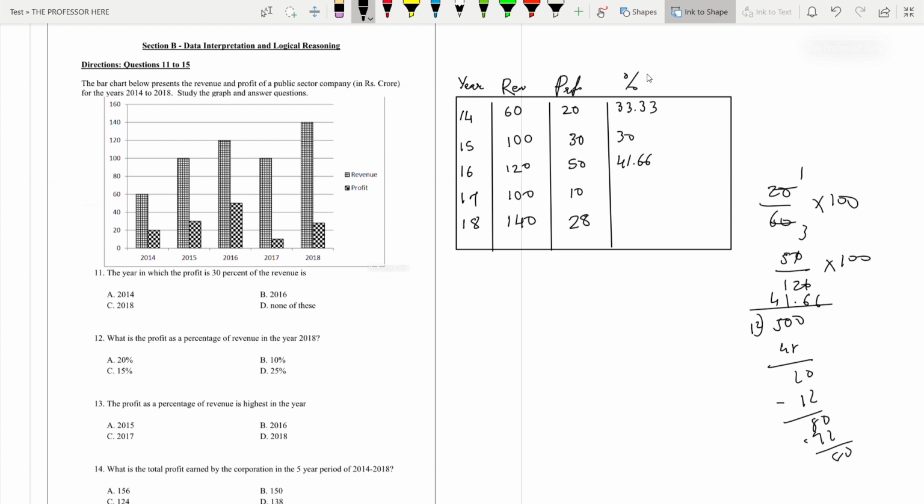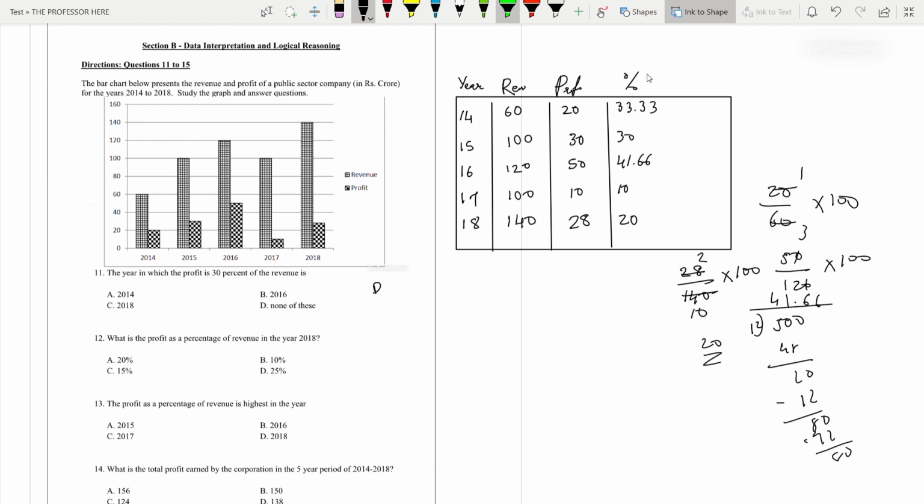In 2017 it is 10 by 100 into 100, so it is 10%. In 2018 it is 28 divided by 140 into 100. So this is 14 into 10 is 140, 14 into 2, 200 divided by 10, which becomes 20. 20% is the profit as a percentage of the revenue in the year 2018. So question number 11, in which year the profit is 30% of the revenue? Answer is 2015. It's not in the option, so option D, none of these, is the answer.